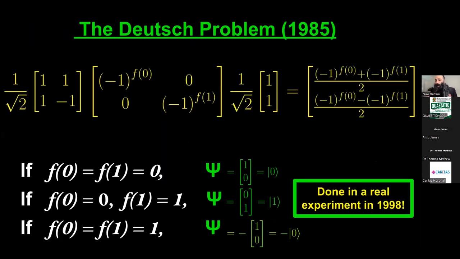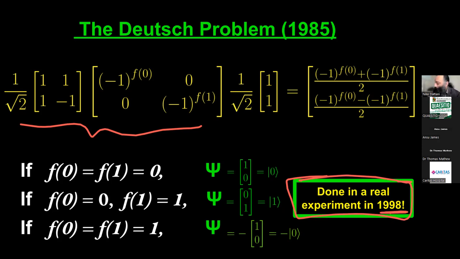So basically, we have two complicated gates applied to one qubit, and we have the answer to the problem. On a classical computer, we might have some simple gates applied two times, and we will get the answer to the problem. The quantum mechanical gates were done in a real experiment in 1998. This was done by Michele Mosca, who was my quantum computing instructor when I was a student.